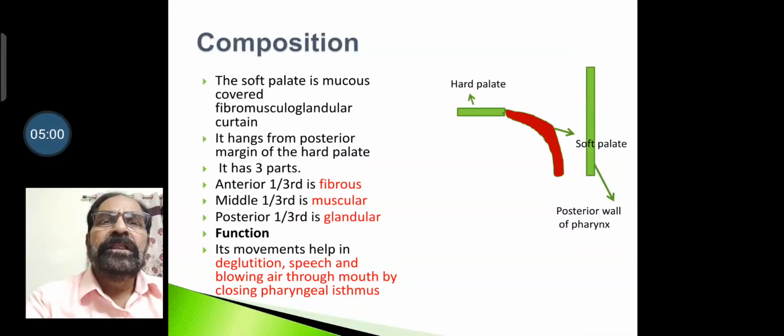It hangs from the posterior margin of the hard palate. It has three parts. Anterior one-third is fibrous, middle one-third is muscular, and posterior one-third is glandular. Its function: its movements help in deglutition, speech, and to blow air through the mouth by closing the pharyngeal isthmus. We can see behind also, that is the posterior wall of pharynx. So when the soft palate rises, it closes the pharyngeal isthmus.